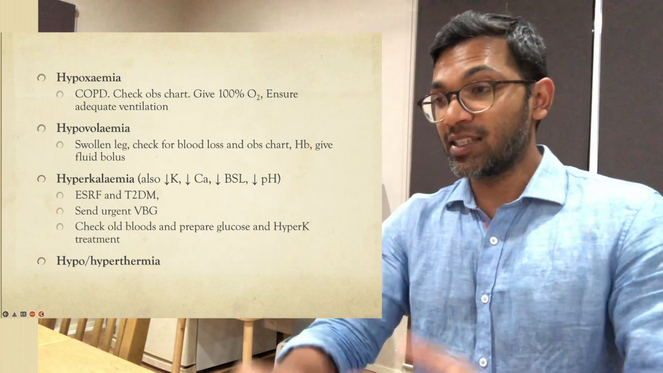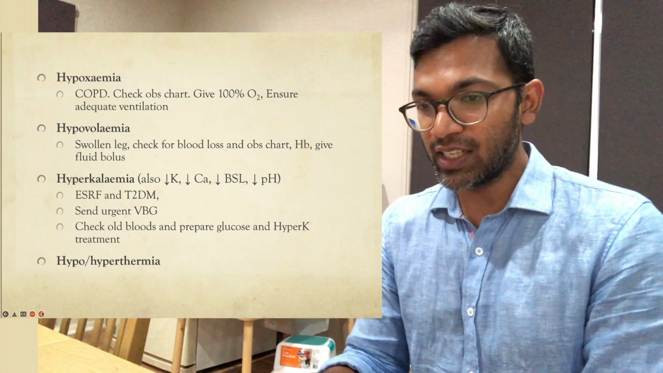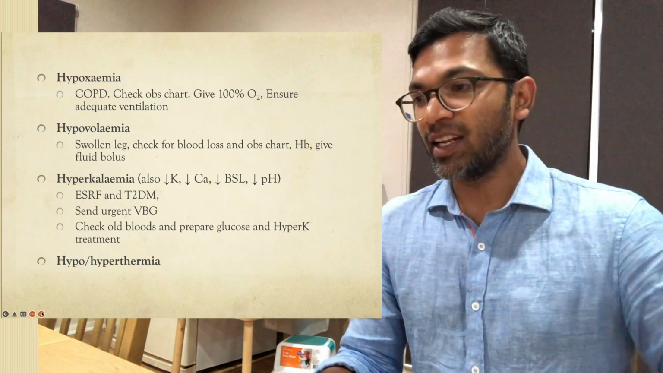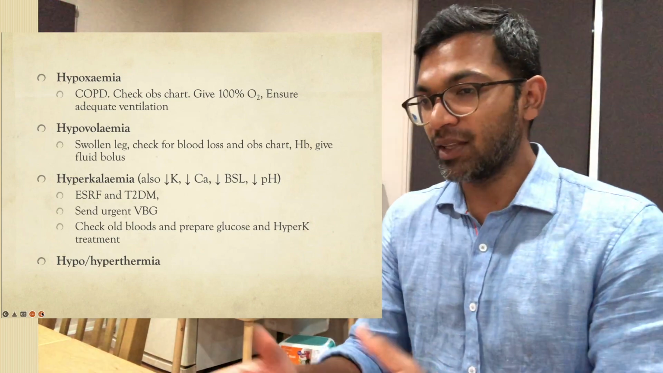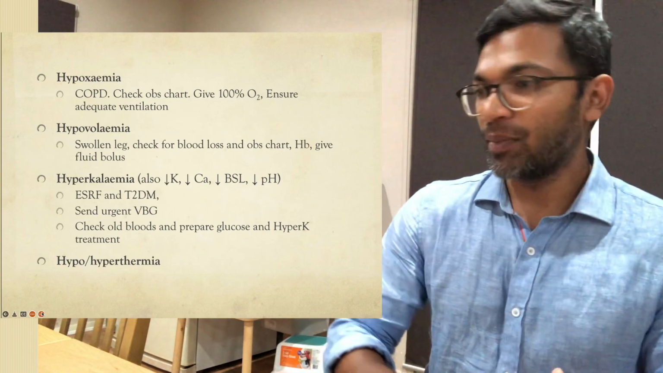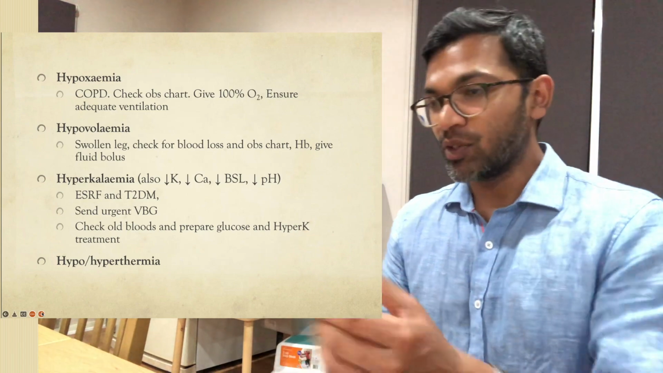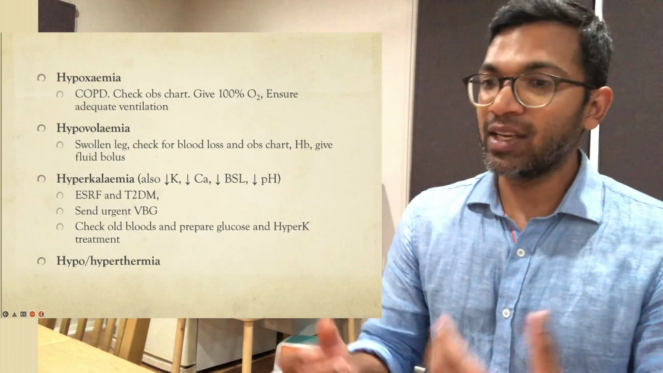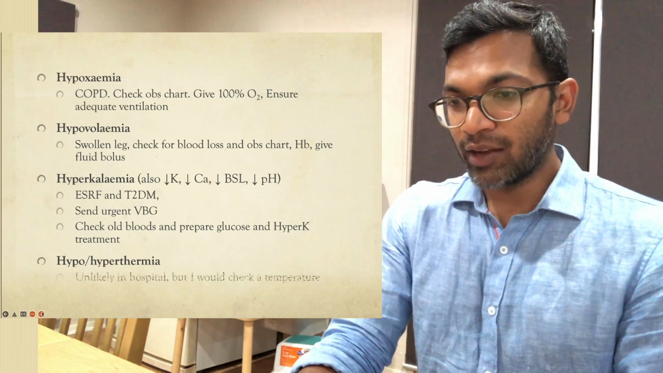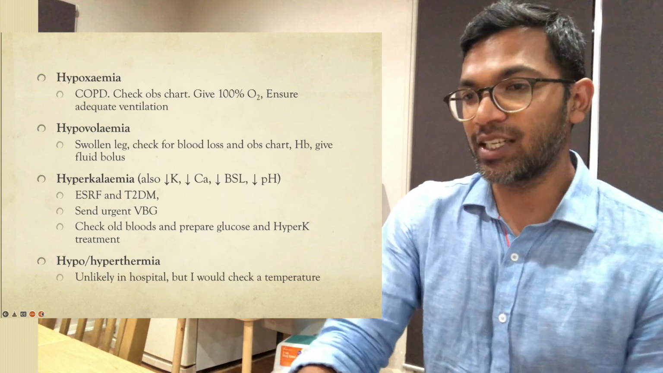Hyperkalemia, yeah, this is likely. It's end-stage renal failure and diabetes. I'd send an urgent venous gas. I'd check the old bloods, and then I'd prepare all the hyperkalemia things as well. So, calcium, sodium bicarb, whatever else you need to decrease your potassium. And if it was blood sugar, I'd get that reading straight away and give glucose. I'd mention that hypothermia is unlikely in hospital, but I could check a temperature.